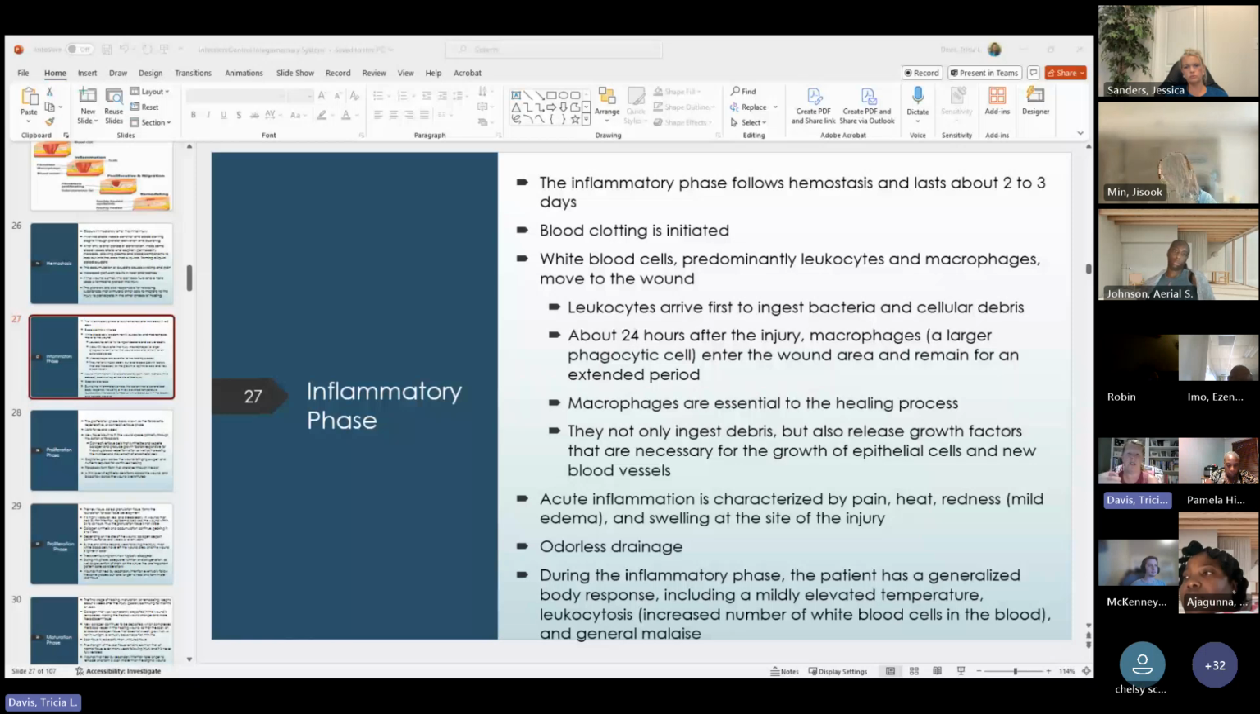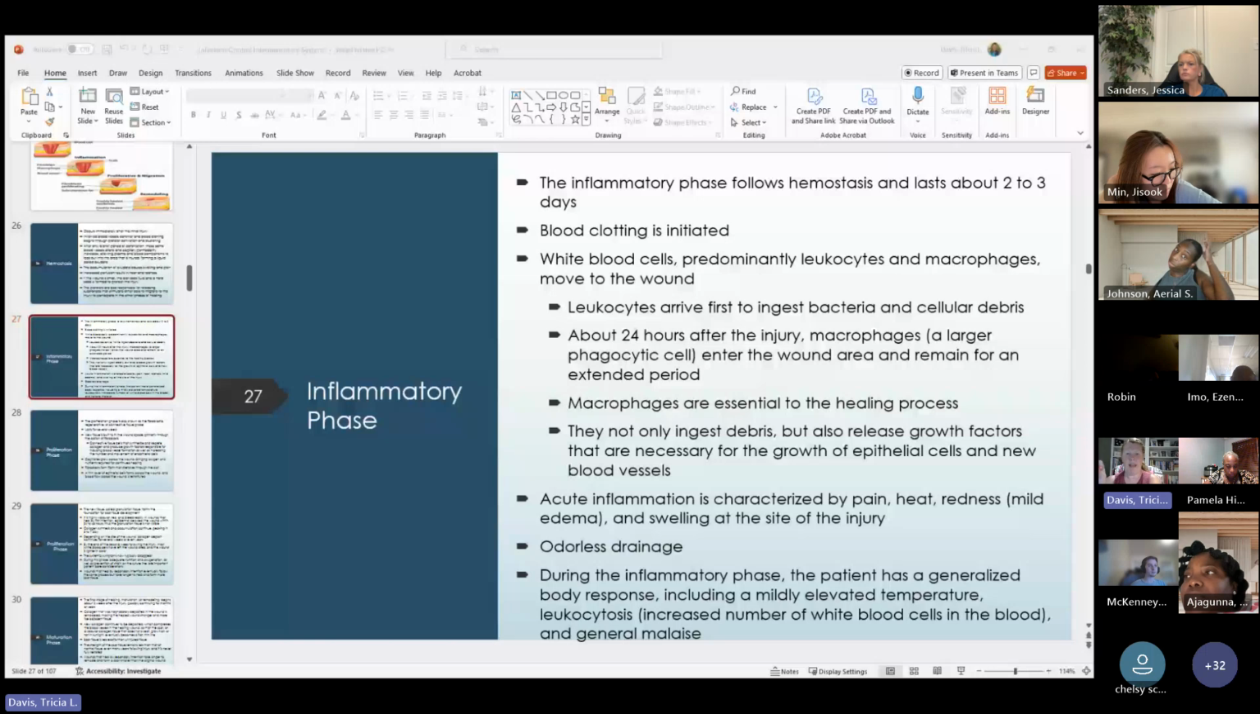The macrophages are going to be really essential for that healing process because they do a lot of the heavy duty work. They ingest the debris, but they also release certain growth factors into those epithelial cells to start the healing process. We are going to see acute inflammation during this process. So you should always remember the inflammatory phase has inflammation. And anytime we have inflammation, we can have pain, okay? Definite redness to the site, heat to the site, and swelling.